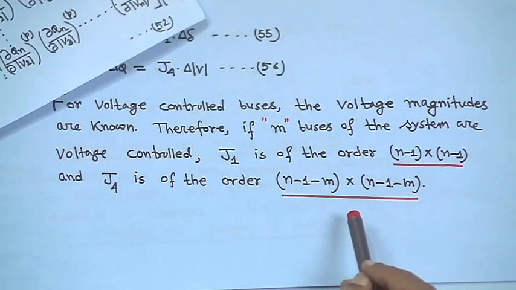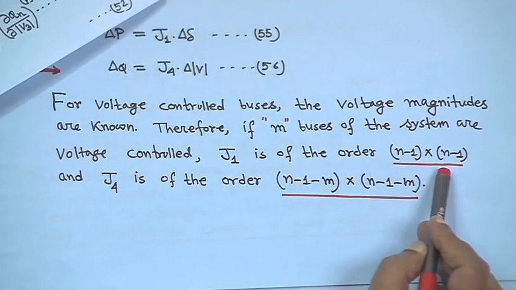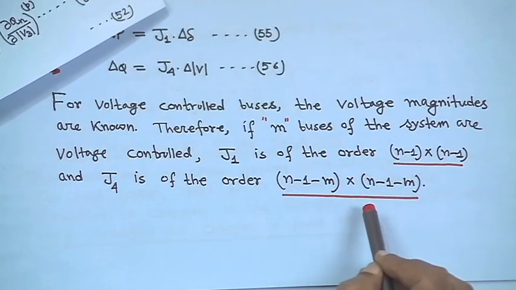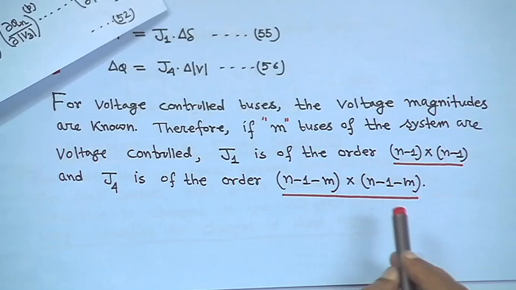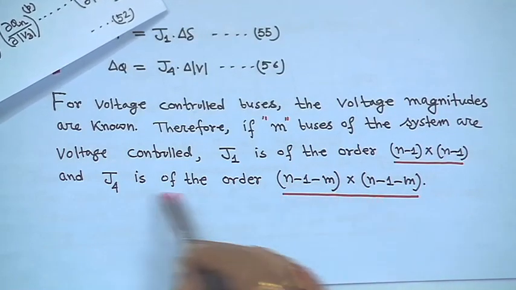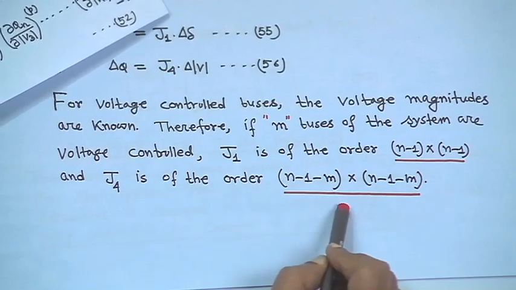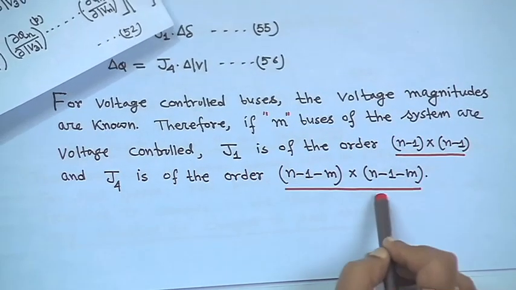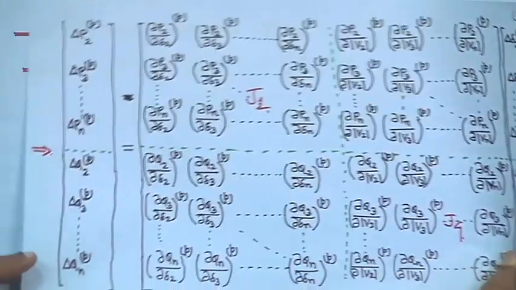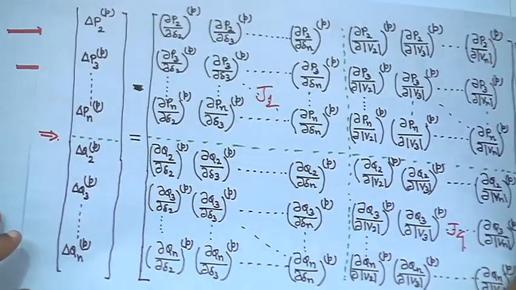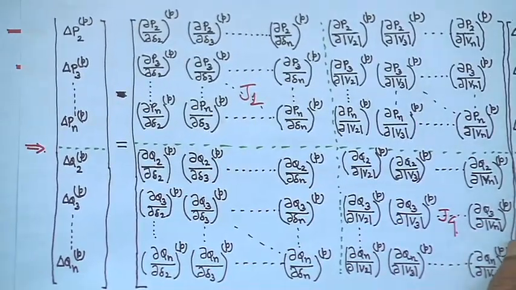Suppose you have a 10 bus problem, then J1 will be a 9 into 9 matrix, and suppose in the 10 bus problem you have 3 PV buses, then it will be 10 minus 1 minus 3, that means J4 will be 6 into 6, right, but J1 will be 9 into 9, right. Later we will see when we consider PV buses, we will take one example, right.